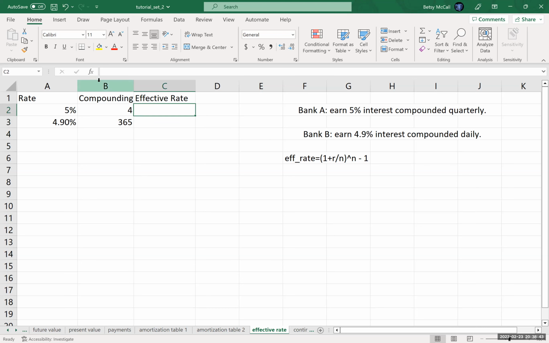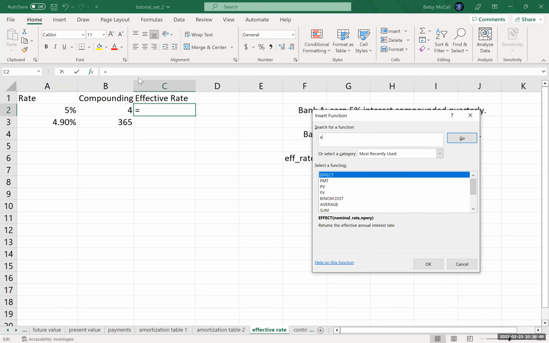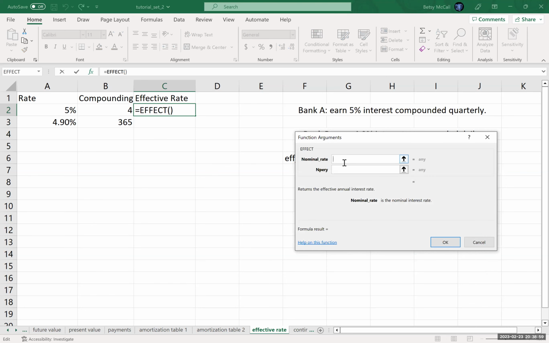Now, the effective rate formula, again, if you've never used it before, use the insert function and search for it. Effective rate. And what's going to come up in this case, we want the EFFECT. That's short for effective rate. And what it's going to tell us is to put the nominal interest rate. That's the one they tell you. That's the annual, the APR. We're going to put that in here.